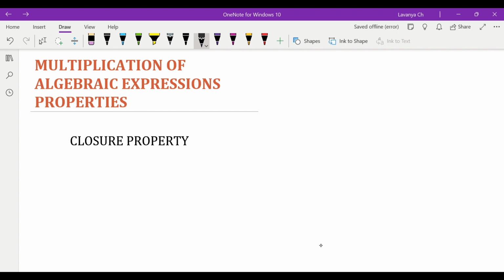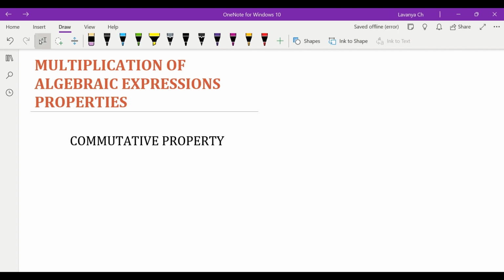Consider two polynomials for this, that is 6x is one polynomial and minus 2xy is the second one. Now we are multiplying these two polynomials. 6 into minus 2 is minus 12, then x into x is x square y. So this resultant value is also a polynomial. It belongs to the same set as the initial values that we have taken, which means that the closure property holds good for multiplication of algebraic expressions.